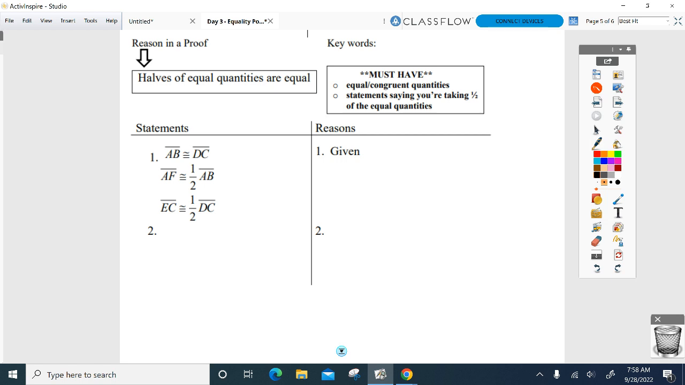What should I know about AF and EC now? They're equal as well because the halves of equal quantities are equal. So AF is congruent to EC. This is not substitution. I'm taking half of two equals. So here's our new fact. It's up on the board as well. Halves of equal quantities are equal.